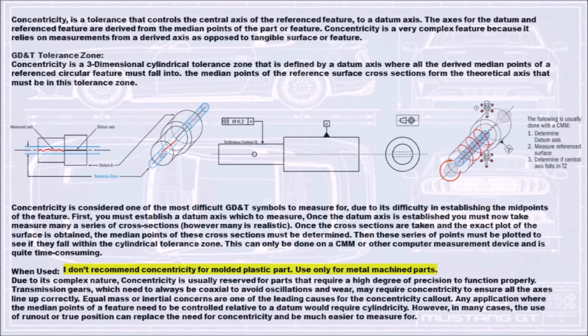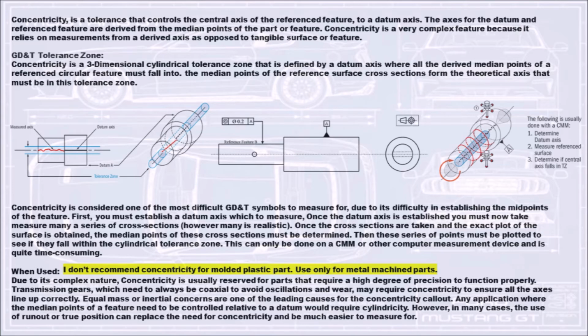Concentricity is a tolerance that controls the central axis of the referenced feature to a datum axis. The axes for the datum and referenced feature are derived from the median points of the part or feature. Concentricity is a very complex feature because it relies on measurements from a derived axis as opposed to a tangible surface or feature. GD&T tolerance zone. Concentricity is a three-dimensional cylindrical tolerance zone that is defined by a datum axis where all the derived median points of a referenced circular feature must fall into. The median points of the reference surface cross-sections form the theoretical axis that must be in this tolerance zone.